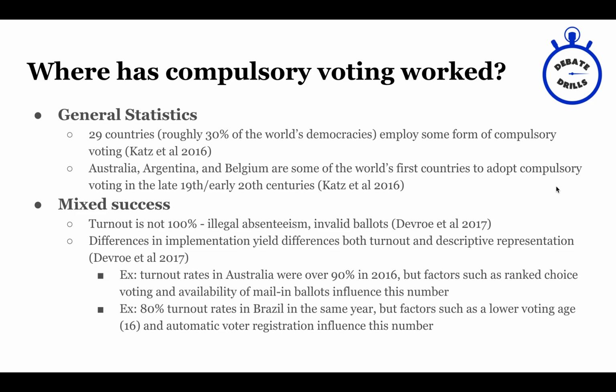So one of the biggest issues with voting in any democracy is its issue of turnout. Turnout basically just means, okay, of the eligible voting pool, how many of these people are actually turning in ballots or casting a vote? Even in places where compulsory voting exists, i.e. where voting is required, turnout is not 100% for multiple reasons. But in particular, illegal absenteeism, so people who are just not voting, and invalid ballots, which we'll talk about a little bit.